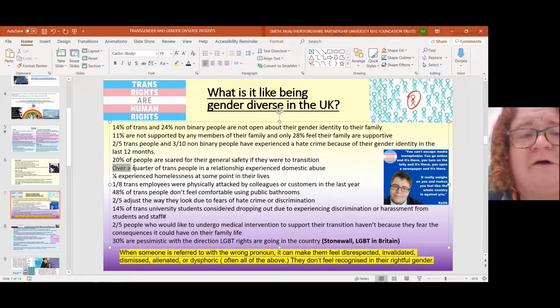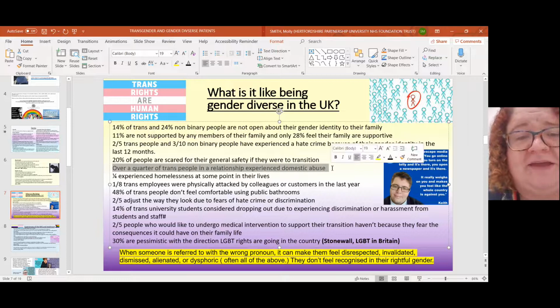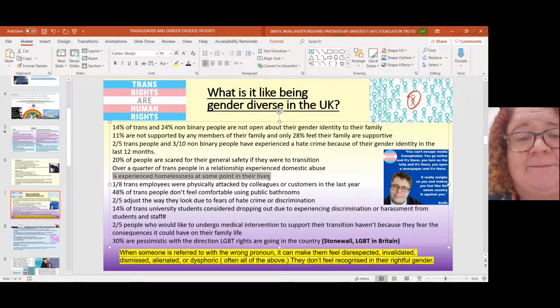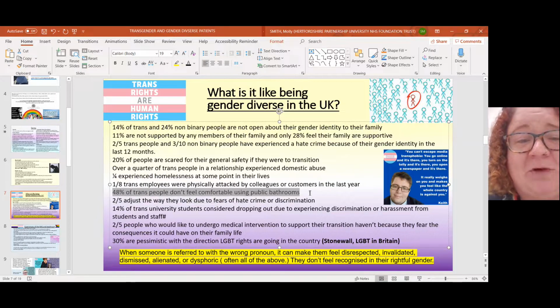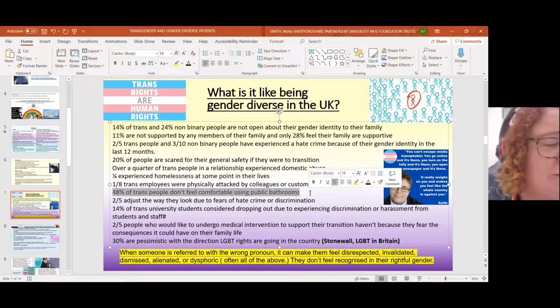Over a quarter of trans people in a relationship said that they experienced domestic abuse. A quarter of the people surveyed experienced homelessness at some point in their lives. An eighth of trans employees were physically attacked by colleagues or customers at work in the last year. Again, in the last year only, it's not even their whole life. An eighth of people have been attacked. 48% of trans people don't feel comfortable using public bathrooms. I'm sure we've all seen the horrible debates on Facebook. Imagine not feeling welcome to pee where you want to pee.